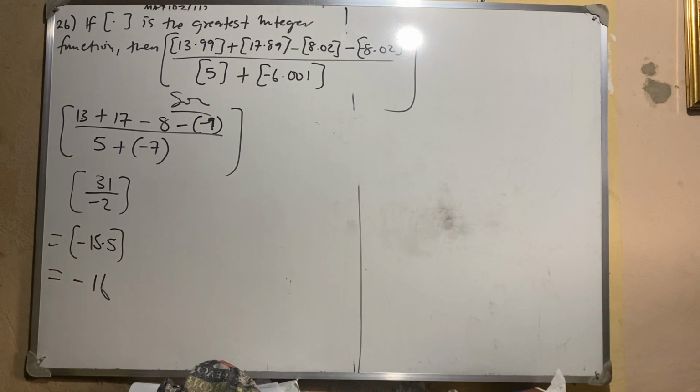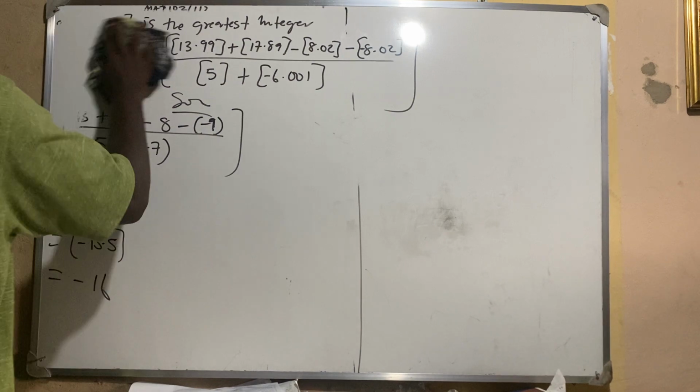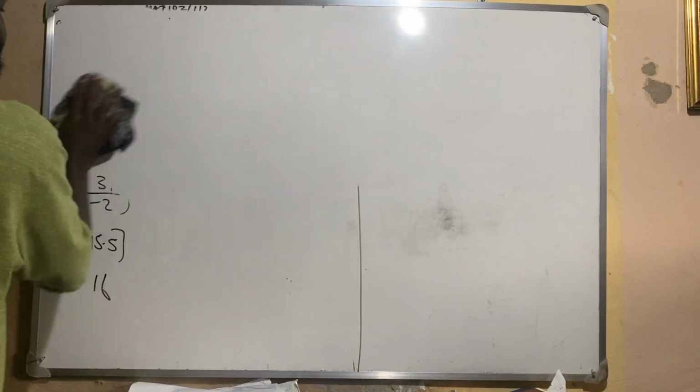If the option is not there, you choose F as your option. Okay, so it's very, very simple. So that is that. Question number 27.